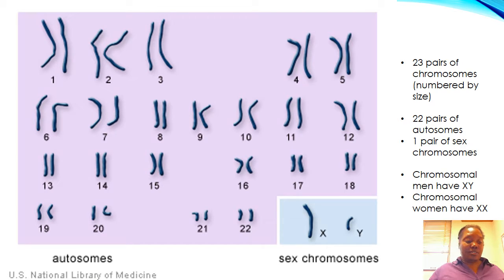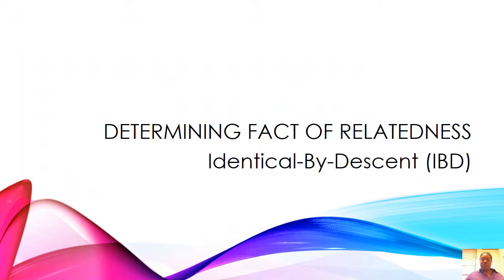Just a little reminder, just a refresher from biology. What we're talking about are autosomal chromosomes, and that is the 22 pairs of chromosomes that we inherit from our parents, not counting the sex chromosomes. And if you recall, in each pair of chromosomes, we inherit one from the biological mother and the other one from the biological father. So we're going to use that and talk about identical by descent.